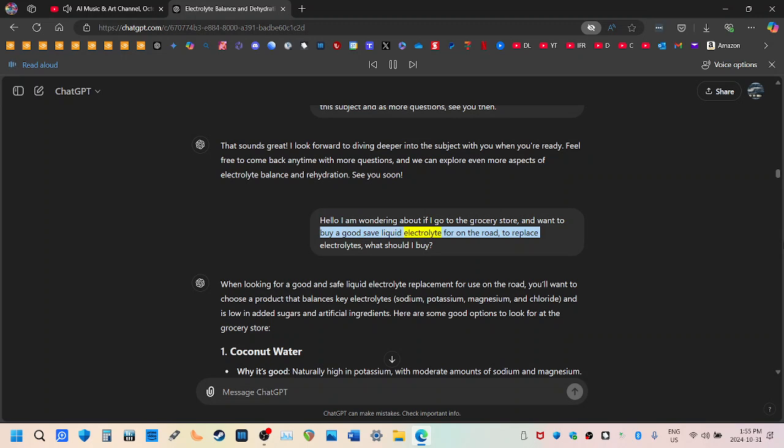Hello, I am wondering, if I go to the grocery store and want to buy a good, safe liquid electrolyte for on the road to replace electrolytes, what should I buy?